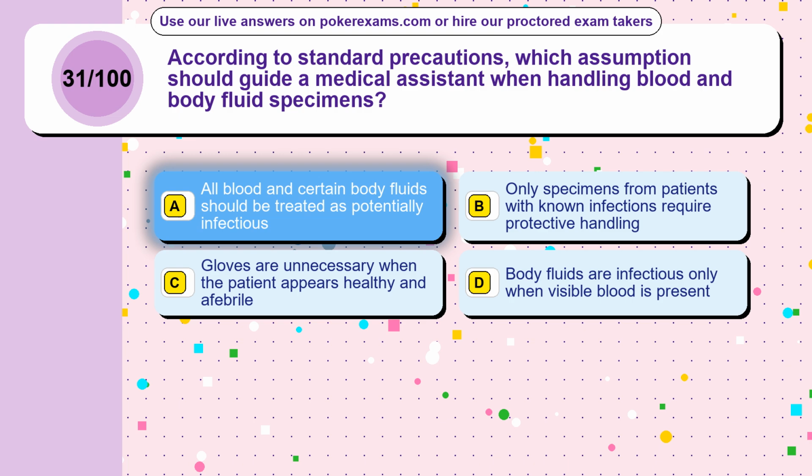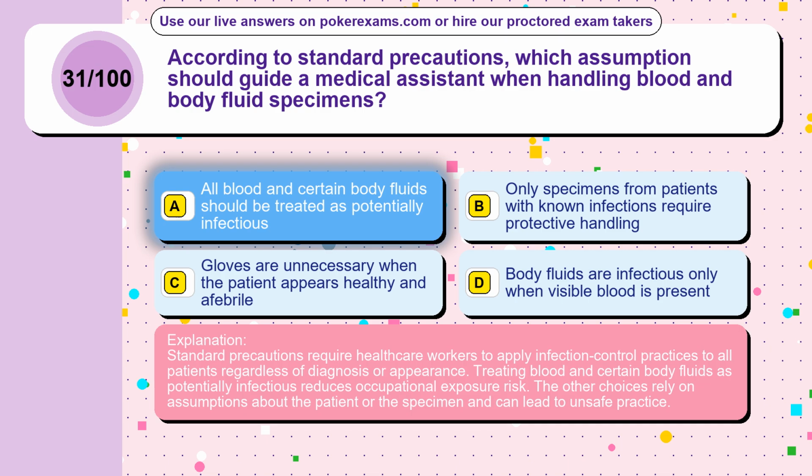All blood and certain body fluids should be treated as potentially infectious. Standard precautions require healthcare workers to apply infection control practices to all patients regardless of diagnosis or appearance. Treating blood and certain body fluids as potentially infectious reduces occupational exposure risk. The other choices rely on assumptions about the patient or the specimen and can lead to unsafe practice.